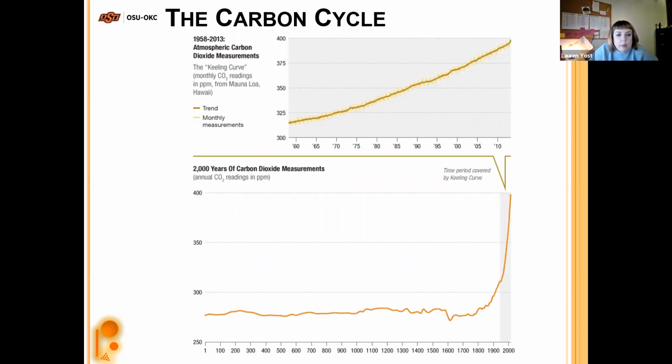Basically, this is just showing carbon dioxide measurements over all this time, over 2,000 years. And then people came along and started the Industrial Revolution. And this is the change in the carbon dioxide after that started happening. You can't say that people didn't have an effect on that.